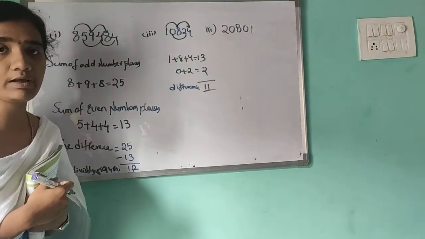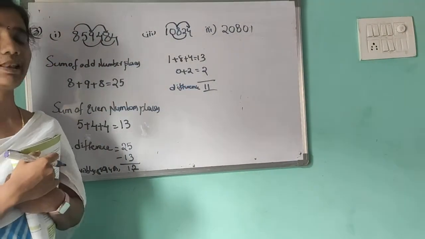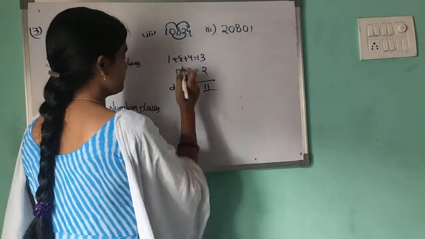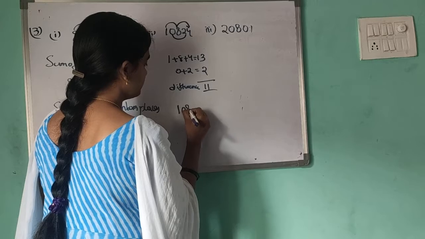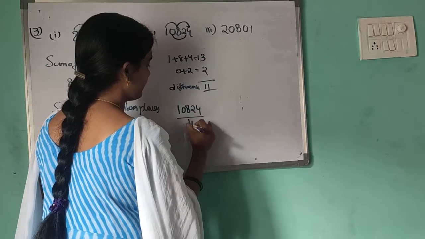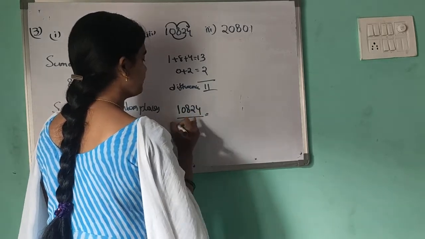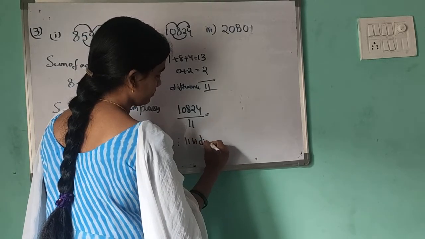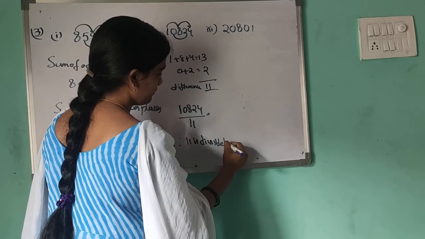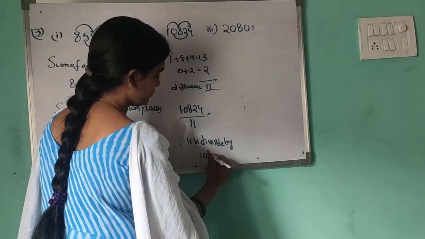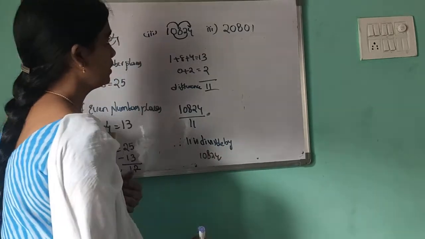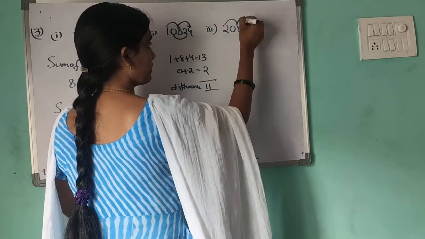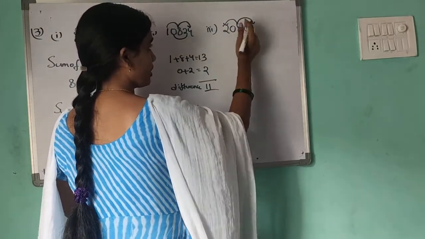So 11 is there. 11 is in the table of 11. So we get the difference is 11, and 11 is divisible by 11. Yes, absolutely divisible by 11. So 10824 is divisible by 11. Coming to the third one, sum of odd number places, then even number places, one after another.